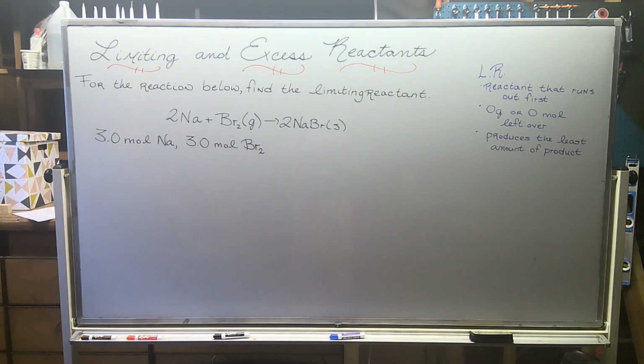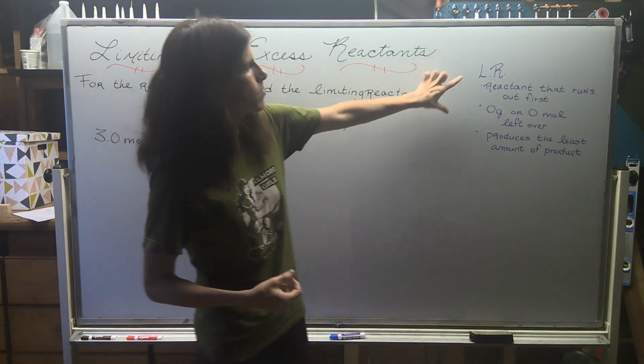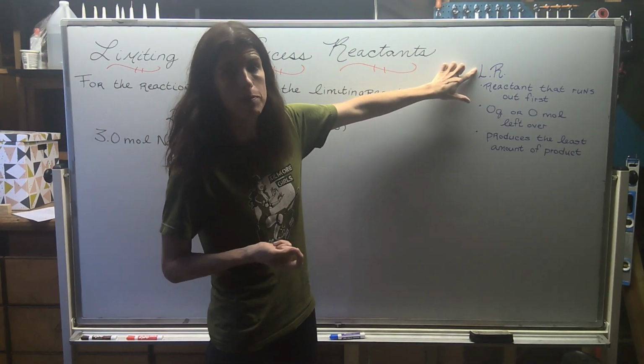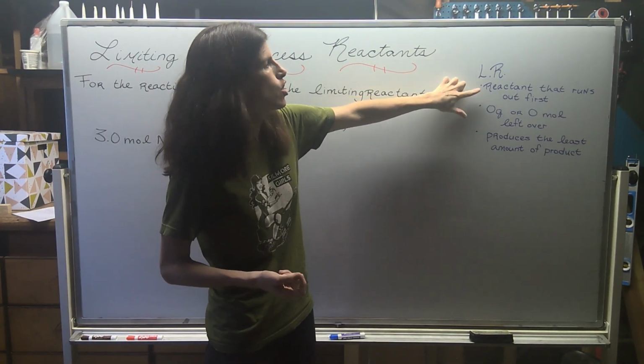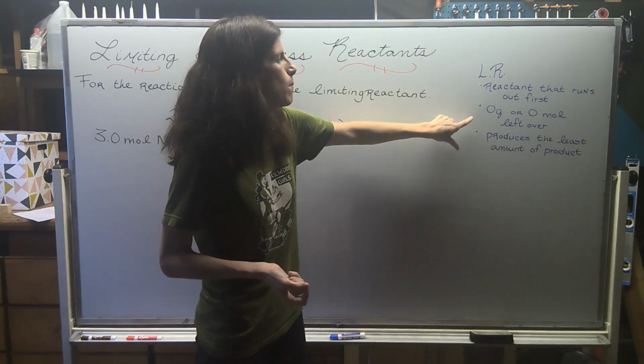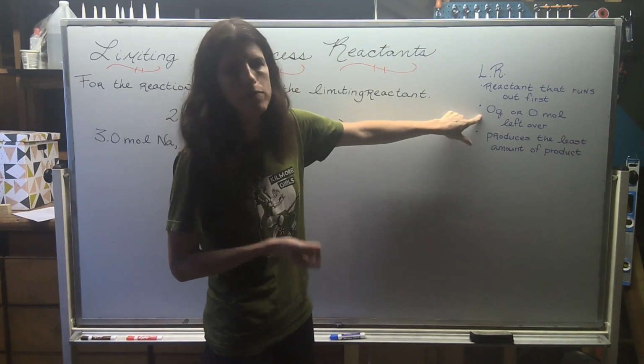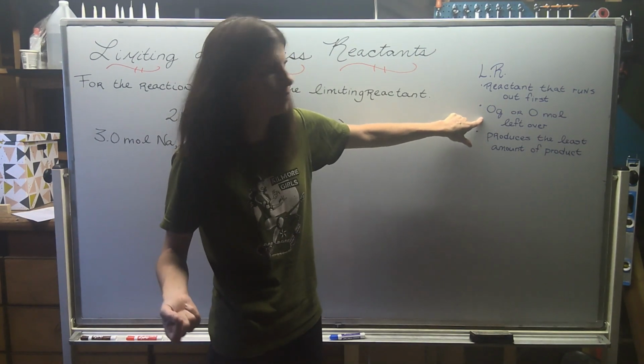So the first thing is this idea of a limiting reactant. And I'm going to use the abbreviation LR for limiting reactant when we go through our problems. So that's the reactant that runs out first. When we do our calculation, you're going to have 0 grams or 0 moles left over.